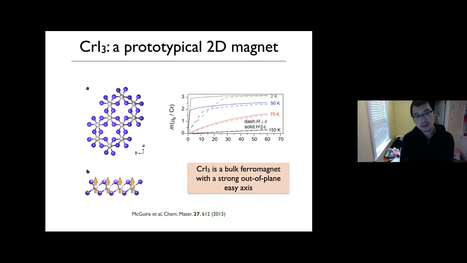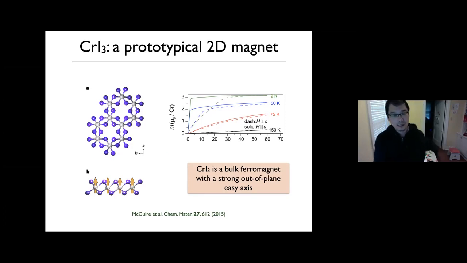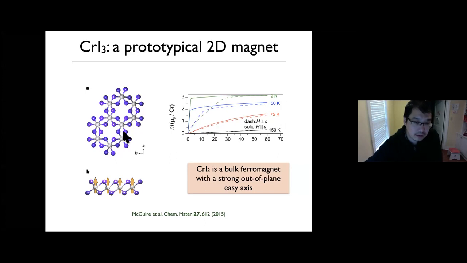So in an earlier talk, Dalia gave a very nice introduction about these material properties. So I will just pick out some important factors that matter to us. This is the crystal structure of chromium triiodide. It's basically the same structure as ruthenium chloride. In fact, I think so far, the majority of the two-dimensional magnets crystallize in this honeycomb structure.